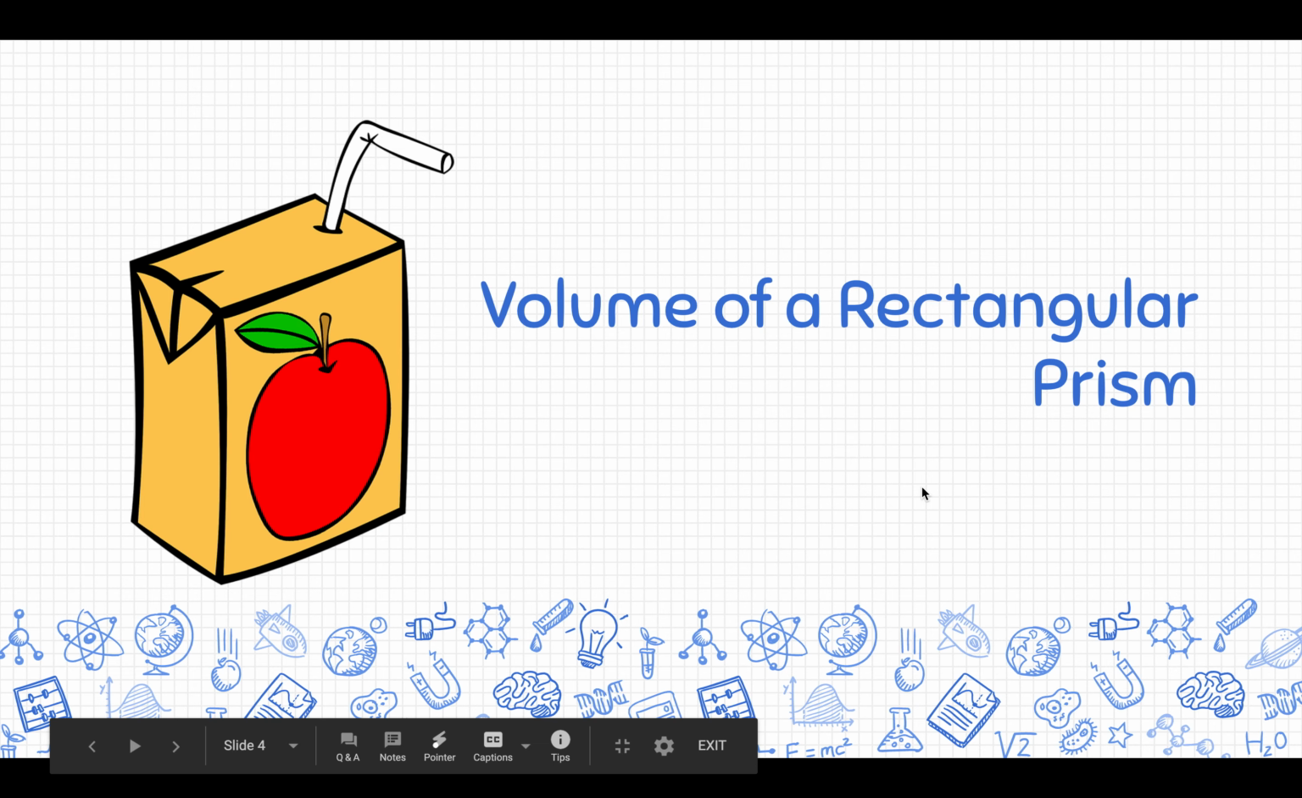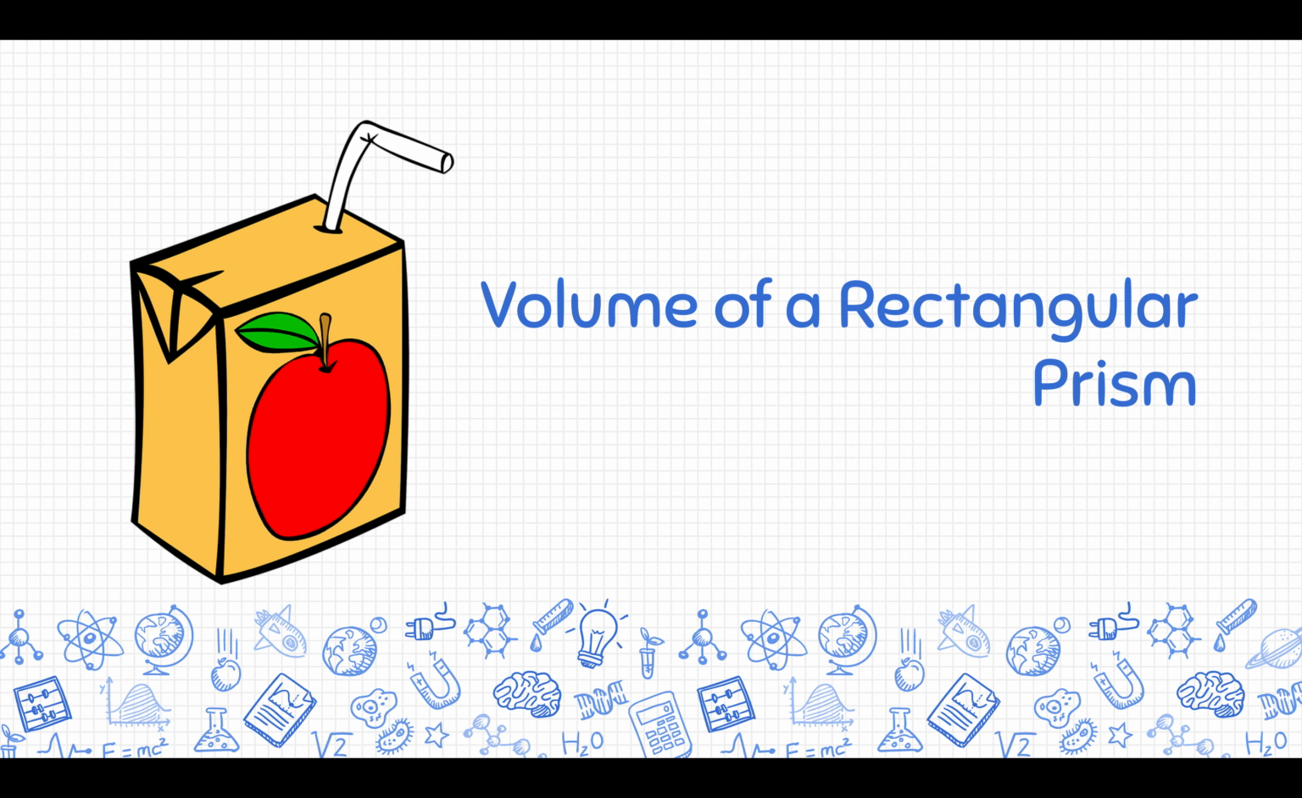Then we also need to be able to find the volume of a rectangular prism. In order to find the volume of a rectangular prism, we multiply the length by the width by the height. So length times width times height.